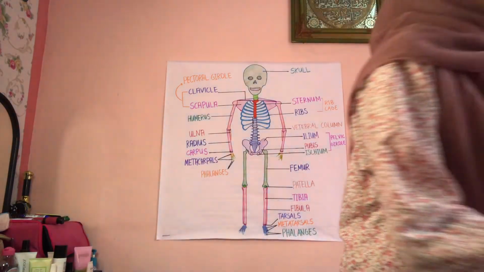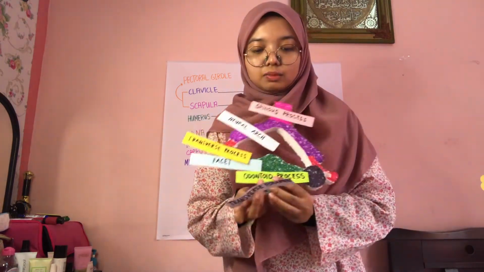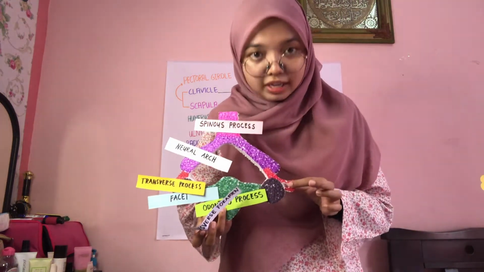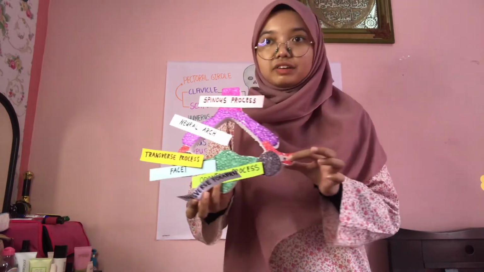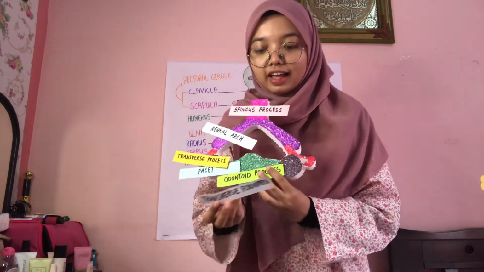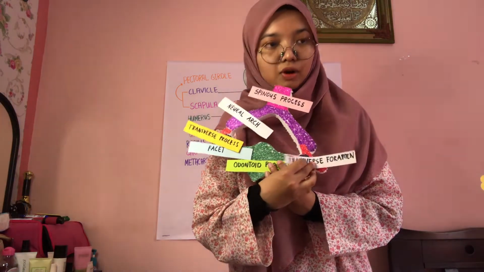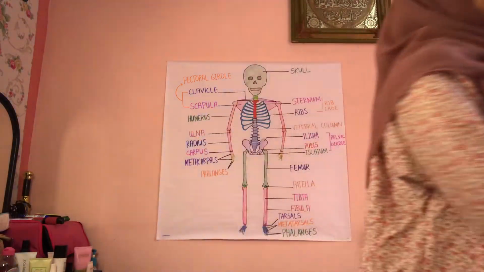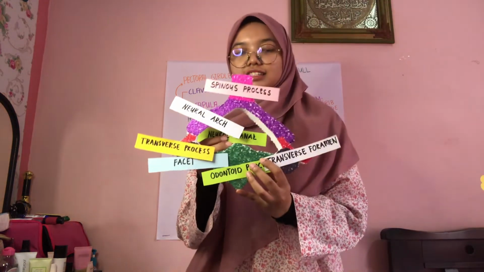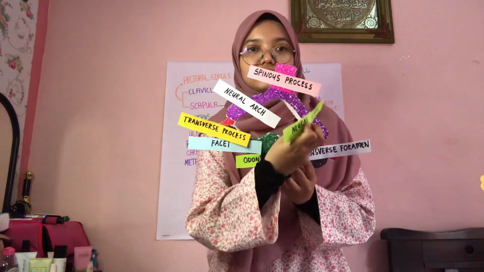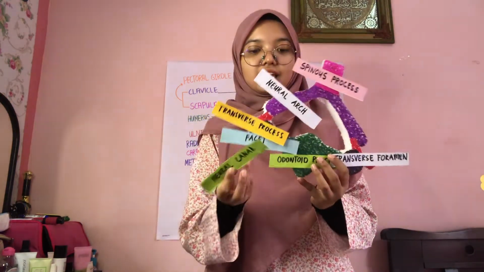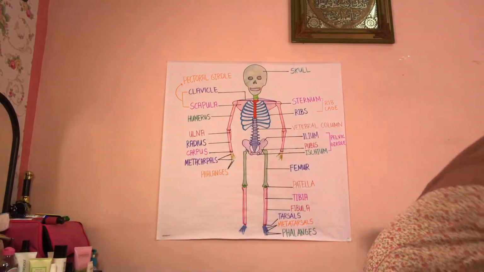And the last is transverse foramen. Okay, a small transverse foramen. Can you guys see the circle here is very small. Yes, in real life it's also very small. And the last part is, like always, a neural arch. Neural arch is the hollow in the middle one.